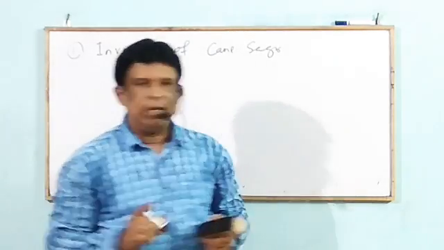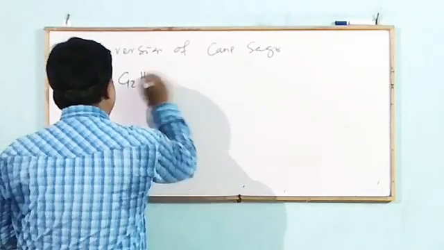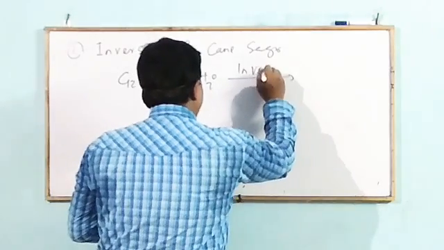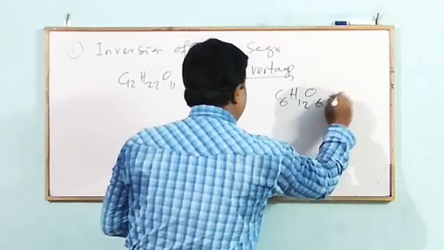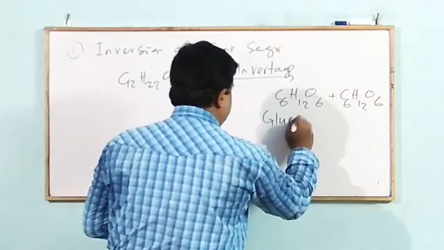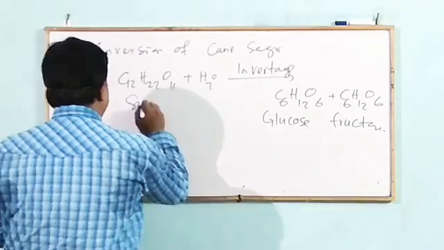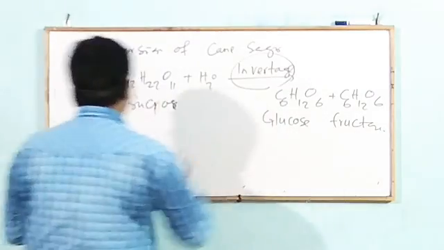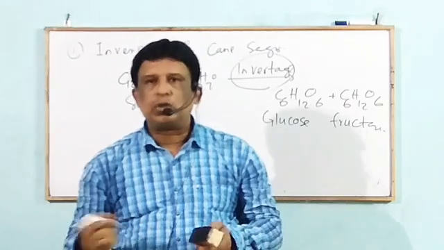in this case the enzyme is invertase. That is C12H22O11 plus H2O, invertase gives rise to glucose plus fructose. It is glucose, it is fructose, it is sugar or sucrose. Here the enzyme is invertase. Second example is conversion of glucose to ethyl alcohol.